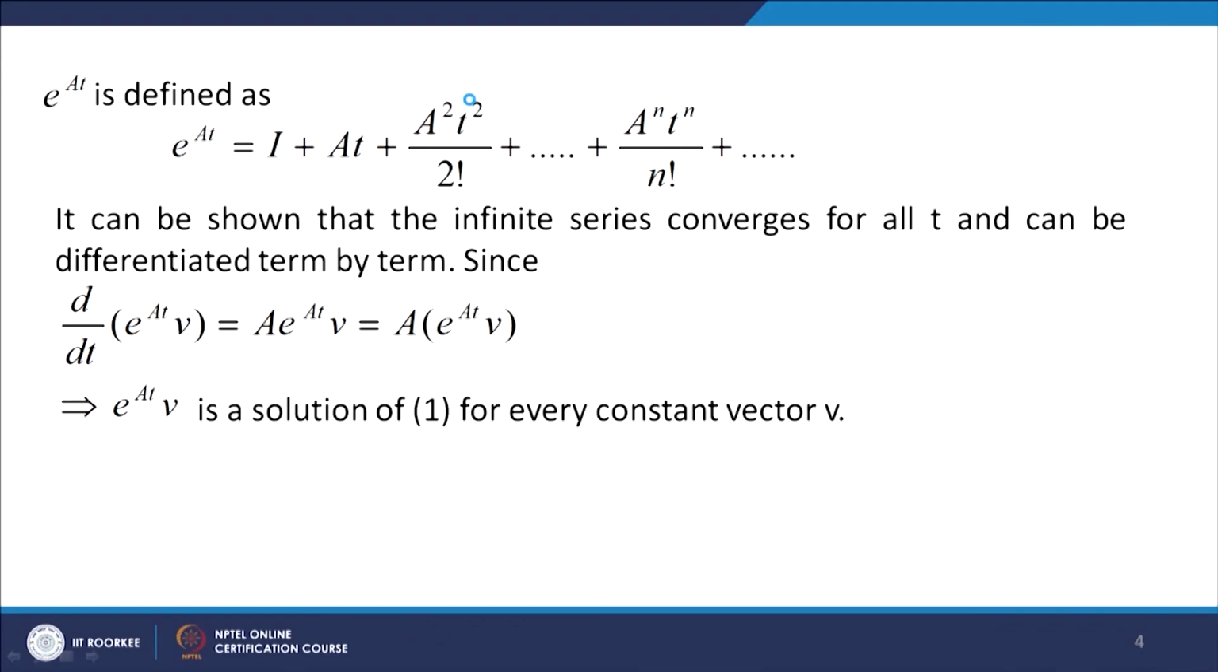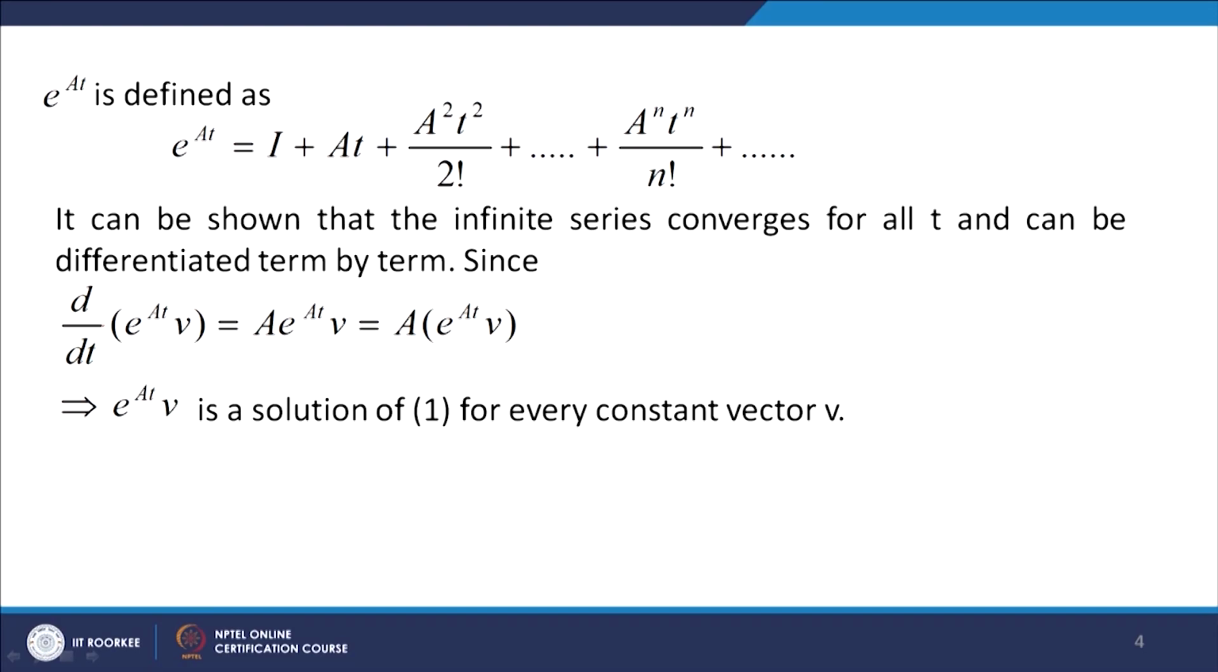e to the power At, where A is an n by n matrix, is defined as I plus At plus A squared t squared by 2 factorial and so on, and A to the power n, t to the power n by n factorial and so on, where I is an identity matrix of the same order as A, that is, I is the identity matrix of order n. Now, it can be shown that the infinite series which is giving e to the power At converges for all t and can be differentiated term by term.